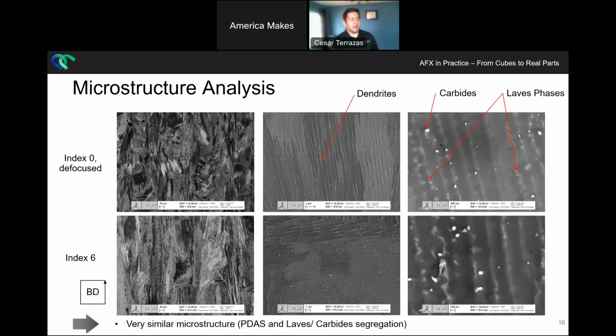Continuing with the SEM observations, in here we see, for instance, the SEM of the defocus versus index 6. Index 0 and index 6 essentially exhibit the same behavior. The dendrites don't change substantially. The precipitation of carbides and other phases that are developing in this alloy is also very similar, right? They don't change much. So there needed to be something else that might provide an explanation as to why the behavior was observed as it was for these results.